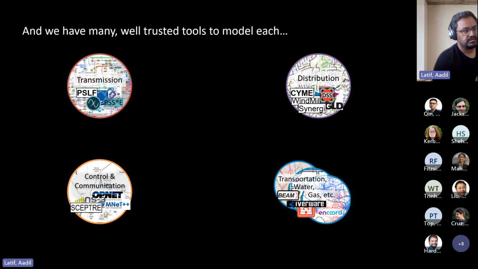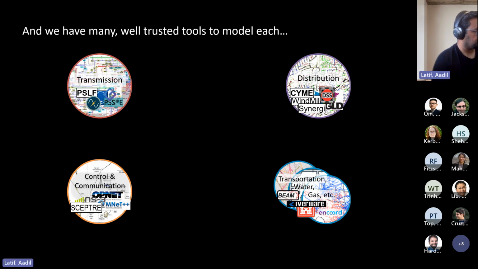right? For the distribution side, you've got CYME, you've got Synergi, you've got Windmill. These are all commercial tools, and you've got open source tools like GridLAB-D and OpenDSS that are typically used by national labs or universities, right? Research institutes.